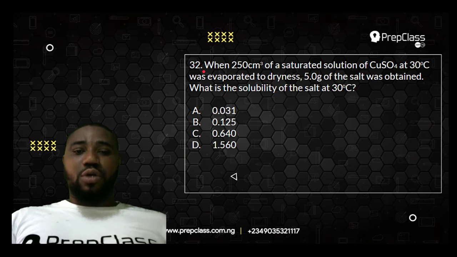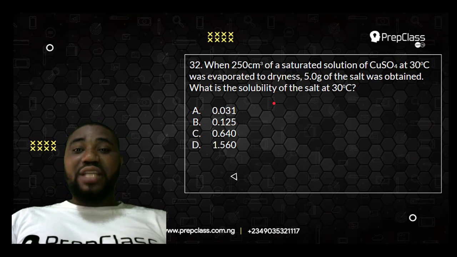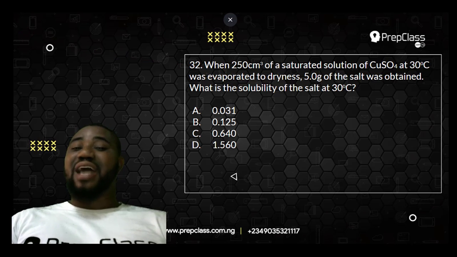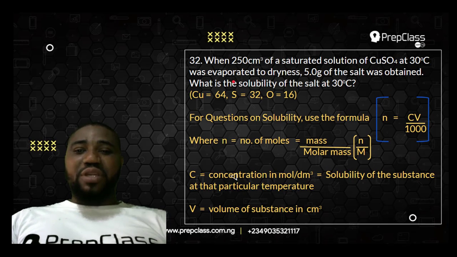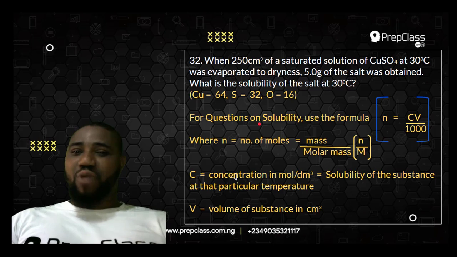Question number 32. When 250 cm³ of saturated solution of CuSO4 at 30 degrees Celsius was evaporated to dryness, 5.0 gram of the salt was obtained. What is the solubility of the salt at 30 degrees Celsius? Now, you must know one thing, that solubility questions are usually very tricky, and sometimes it can be crazy. But I've been able to derive one simple formula that will be very easy for any student to apply.